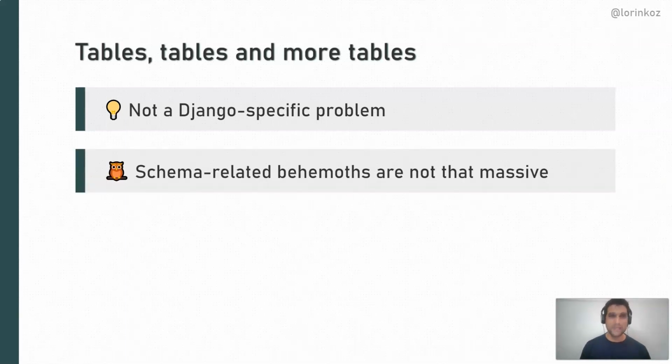But the bottom line here is that in reality, schema-related behemoths are not that massive. And this is not a good thing. This actually means that maybe the sky is not going to be your limit, and you probably have a ceiling above your head, and that ceiling is probably lower than you imagined.